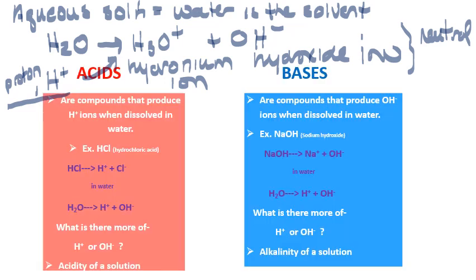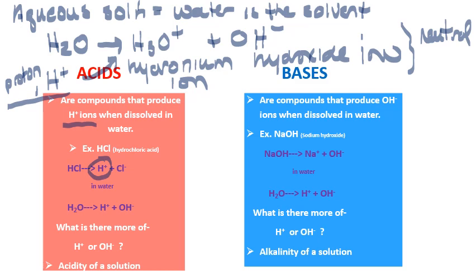Okay, so when we have a solution that produces hydrogen ions, so that there are more hydrogen ions in solution, then you wind up with a solution that is an acid. So here's an example, HCl, hydrochloric acid, is a strong acid. And so in water, this completely separates. And you can see here, it's producing hydrogen ions in water. And that's going to then make the water more acidic.